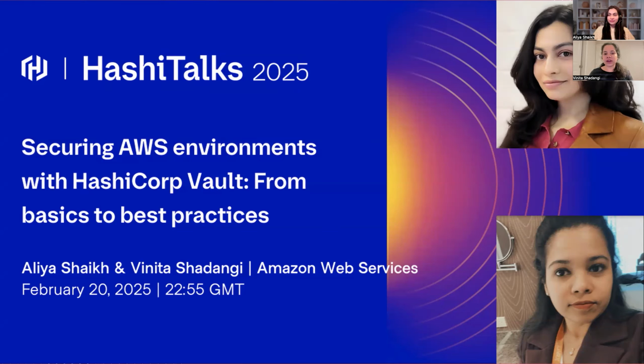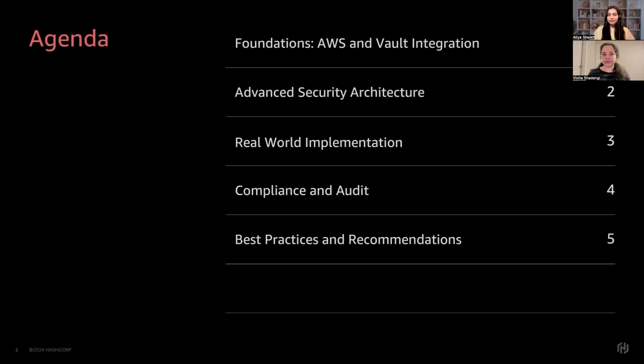For today's session, Alia and I are going to be talking about securing AWS environments with HashiCorp Vault from basics to best practices. The agenda for today is we will start with foundations about AWS and Vault integration. Then we will go into some advanced security architectures. We will then follow it with real-world implementations, talk a little bit about compliance and audit, and then we will conclude with best practices and recommendations.